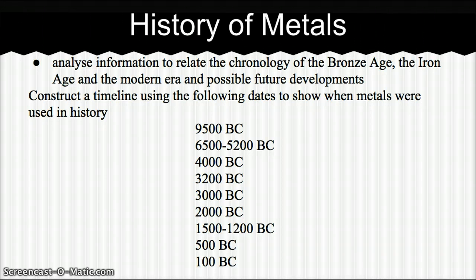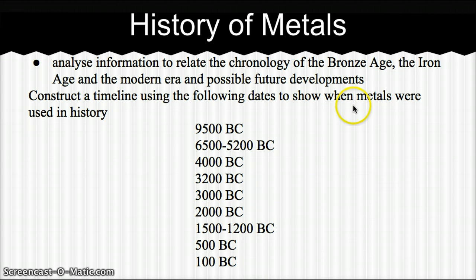I now have something for you to do. One of your dot points in the History of Metals syllabus is that you need to analyse information to relate the chronology of the Bronze Age, the Iron Age, and the modern era, and possible future developments. So what I would like you to do now is construct a timeline using the following dates to show when metals were used in history. The dates have been written down for you.